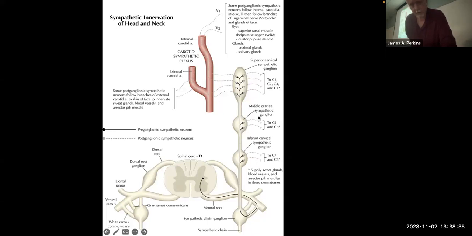The postganglionic neurons would then jump onto the spinal nerves, C5 and C6, and follow those out to the C5 and C6 dermatomes. So this is how you would get innervation of sweat glands, blood vessels, and erector pili muscles. The C5 dermatome would include like the side of the shoulder, and then C6 would include the whole lateral aspect of the upper limb, including the thumb.